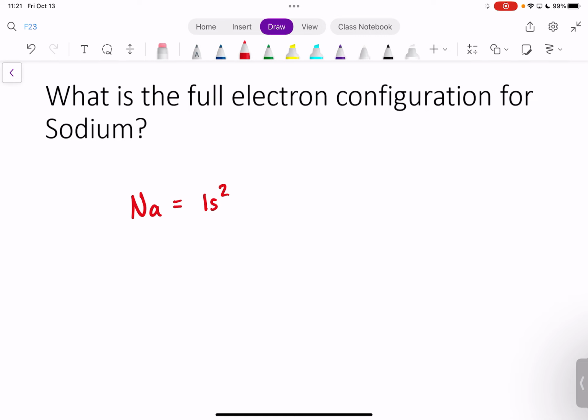1s2, what else? 2s2, 2p6, 3s1. Yeah. 1s2, 2s2, 2p6, 3s1. So if you're sodium, you're number 11 on the periodic table, and our job is to populate electrons until we get to sodium.